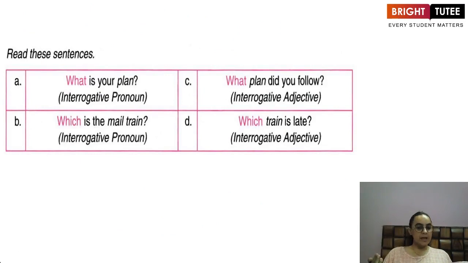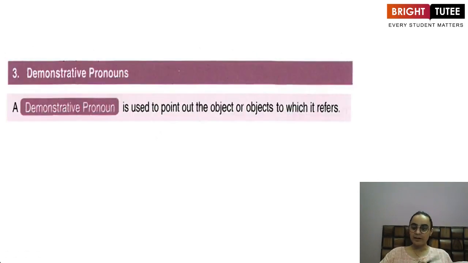These are some of the examples given in your book. What is your plan is a pronoun. What plan did you follow is an adjective because it is modifying a noun. Which is the mail train is a pronoun. Which train is late is an adjective because it is followed by a noun. Clear? Next we have demonstrative pronouns.